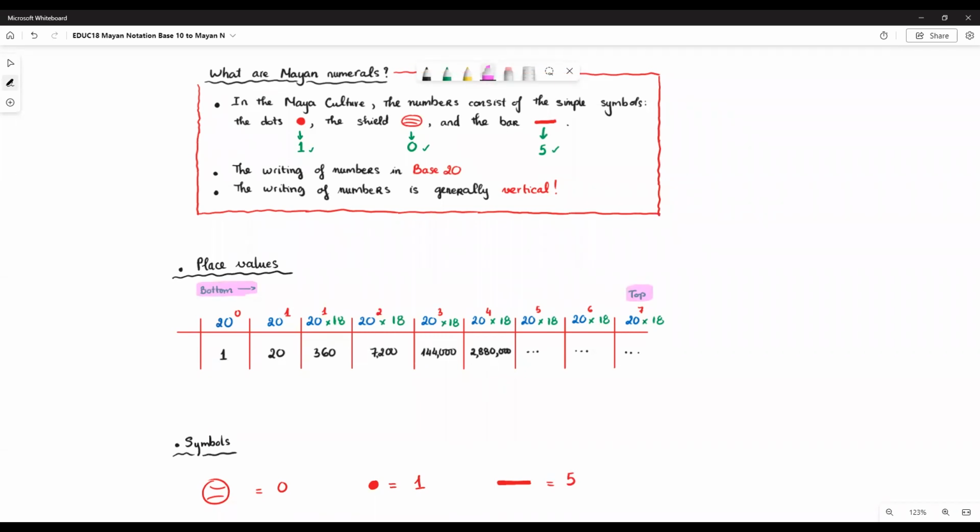Just a quick review. The Mayan notation is base 20, and the number is generally written vertically. Here is the place value of the Mayan notation. Because it is written out in a vertical line, the place value starts from the bottom to the top. We also have the symbols right here. We have three different symbols: the shell is 0, the dot is 1, and the bar is 5.